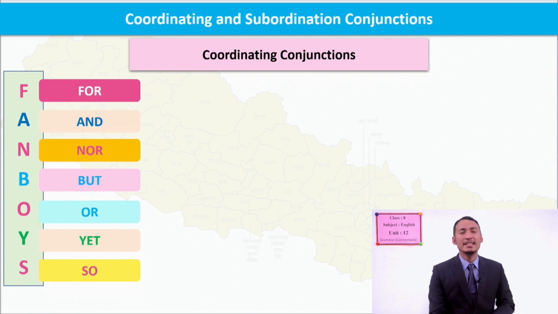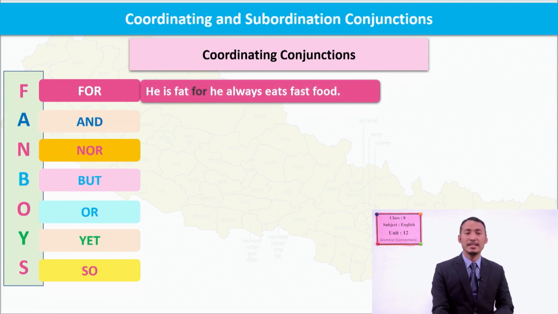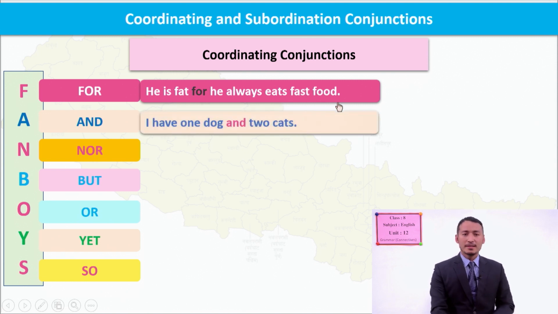Okay, so let's see the examples of what they mean. He is fat, for he always eats fast food. I have a dog and two cats.